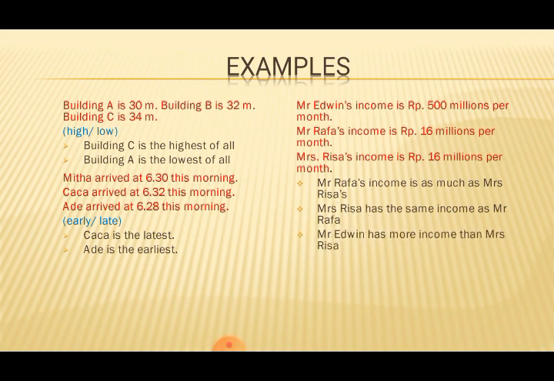Mr. Edwin has more income than Mrs. Risa. Tuan Edwin memiliki pendapatan lebih daripada Nyonya Risa. Mr. Rafa has less income than Mr. Edwin. Tuan Rafa memiliki pendapatan lebih sedikit daripada Tuan Edwin. Mr. Edwin has the most income of all. Tuan Edwin memiliki pendapatan paling banyak di antara semuanya.